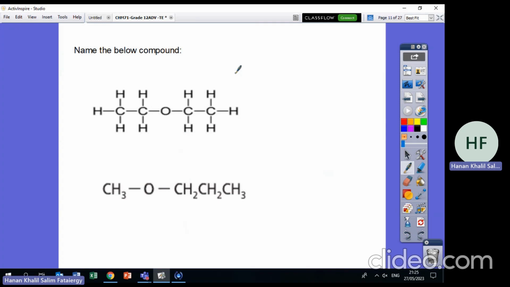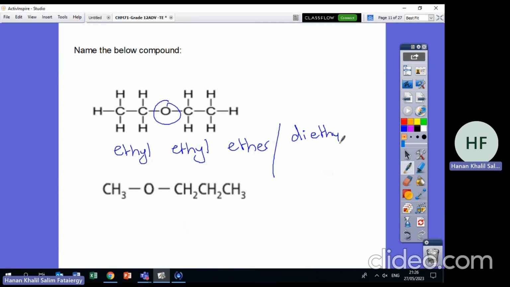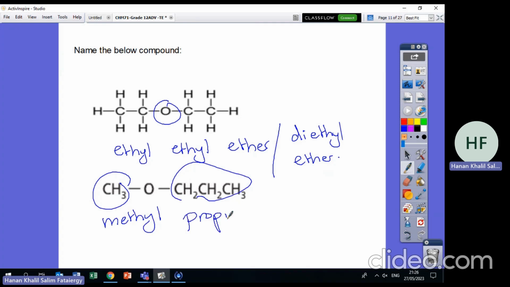I want you to name this compound. Pause the video and name it. Of course, 2 carbons here, this is ethyl, and 2 carbons here, this is also ethyl, and then oxygen in the middle, we say ether. Or we can say diethyl ether. Okay, here this one is methyl, this one is propyl, and then I say ether.